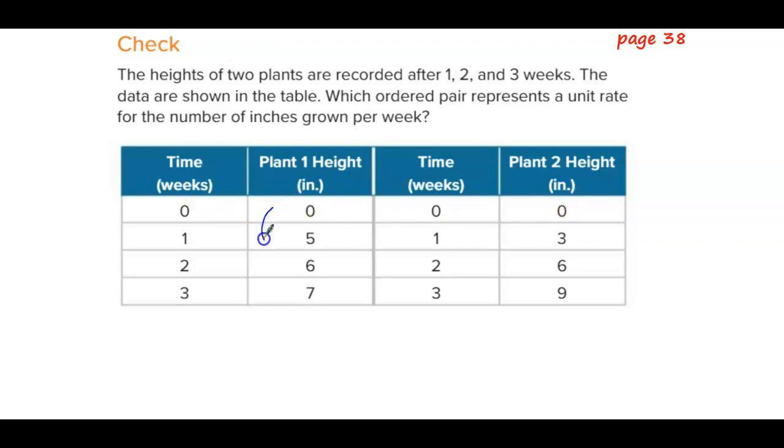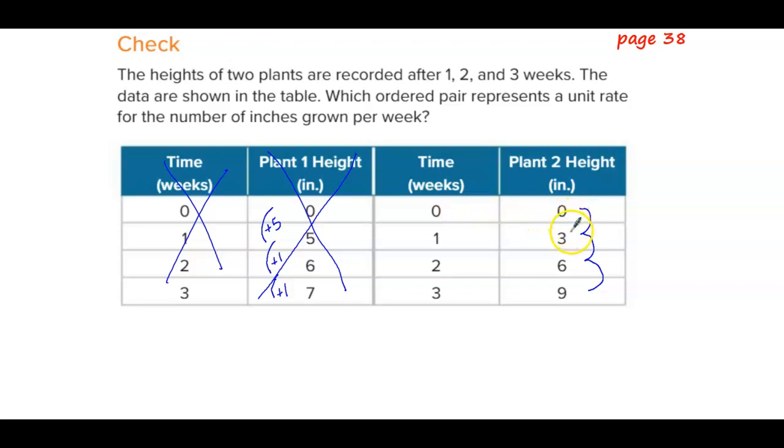The rate of increase from here to here is an increase of 5. From here to here is an increase of 1. And from here to here is an increase of 1. This one's not linear. So we cannot use plant 1. It's not proportional. So now we're just focused over here on plant 2. Increase of 3, increase of 3, increase of 3. This one's linear. It does pass through (0, 0), so it is a proportion.